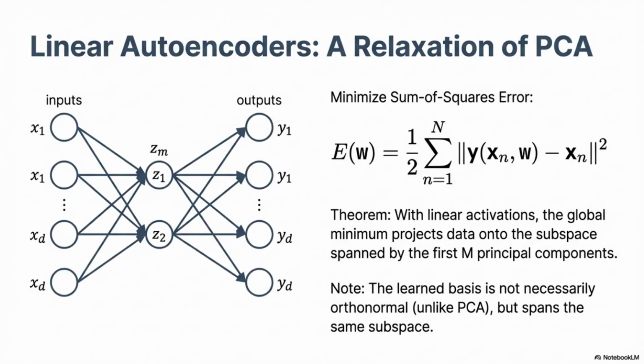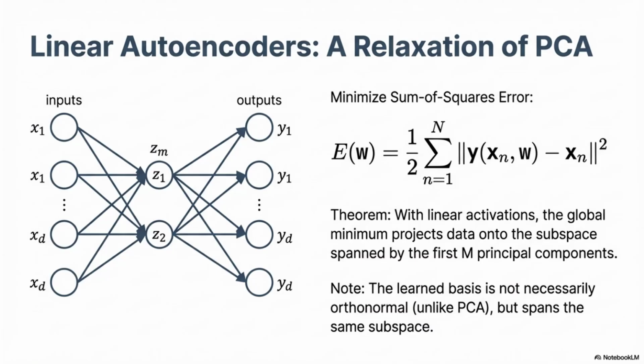Let's start with the simplest version you can possibly imagine, the linear autoencoder. It's just a basic neural network. It takes some inputs, squishes them down into a much smaller set of hidden units, you see Z1 and Z2 here, and then it tries to rebuild the original inputs from that squished version. The key word here is linear.